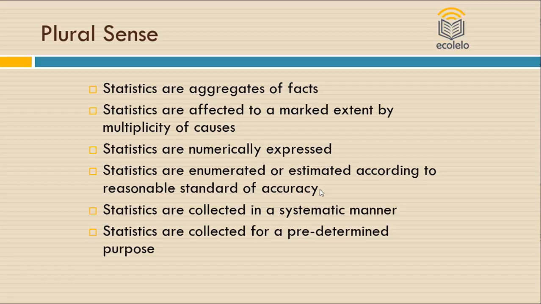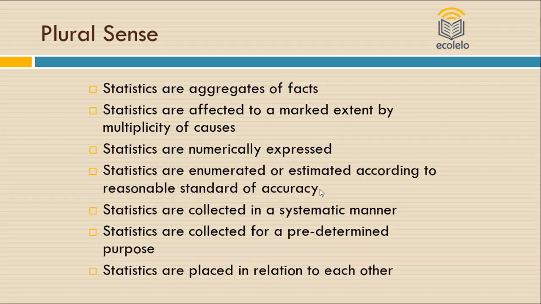Next, statistics are collected for a predetermined purpose. Like I said, I want to know the marks of students of class 11th in mathematics. So there's a predetermined purpose. Similarly, if I say I want to know the population of India, there's a predetermined purpose. Statistics are placed in relation to each other. Suppose you're calculating how many people in your colony receive an income of more than 1 lakh per month. You're going to make a list of those people, then put it in relation to those who are not receiving 1 lakh. That is what it means.